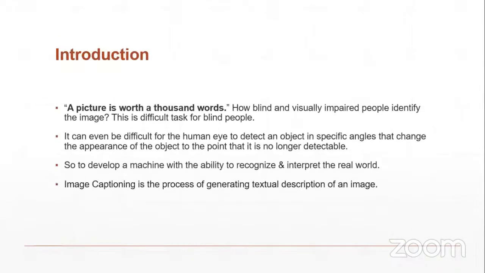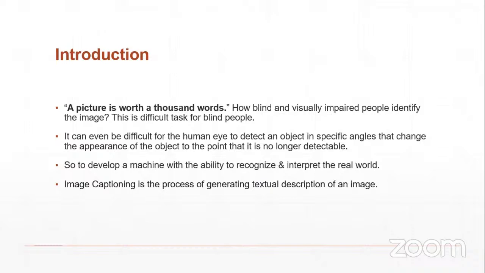As we know, a picture is worth a thousand words, and how do blind people identify an image? This is one of the difficult tasks for blind people. It can even be difficult for the human eye to detect an object at a specific angle. In our daily life, we encounter images in many forms, for instance on the internet, in newspapers, in articles, in documents, or in different diagrams and advertisements. Humans can easily interpret images and describe them in text, okay?